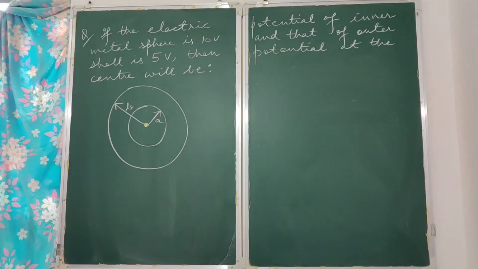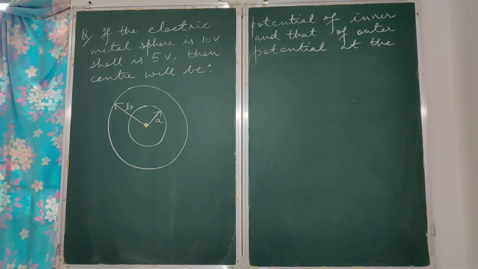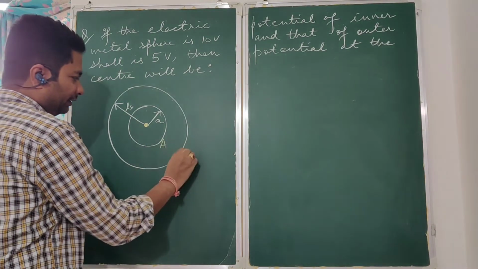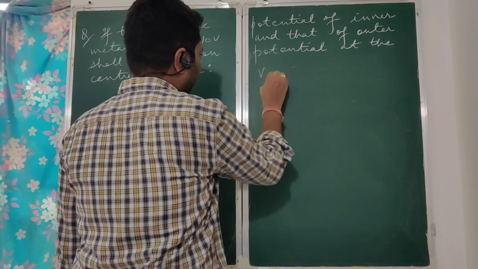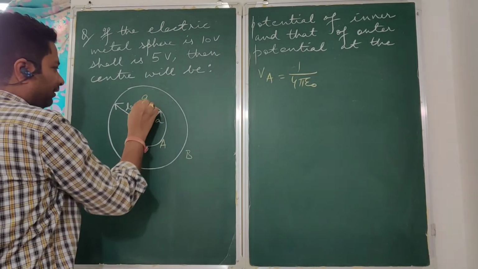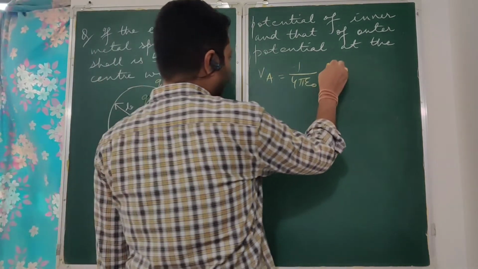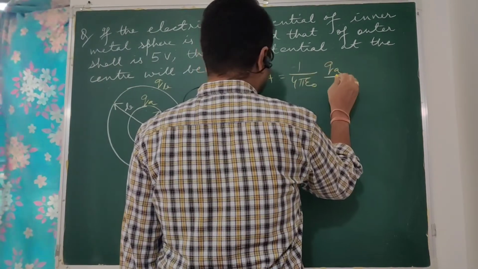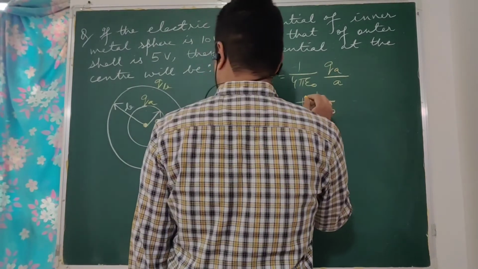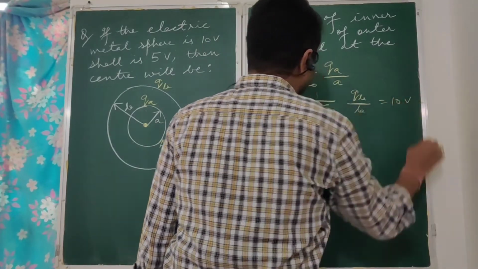So let's take up this question. Electric potential of inner metal sphere is 10 volt. So if this is, let us say, A, and this is B, what is potential at the surface of A? If you are giving some charge, let us say here charge QA, on the outer one QB. So 1 by 4 pi epsilon naught QA by A plus 1 by 4 pi epsilon naught QB by B, and this is given as 10 volts.